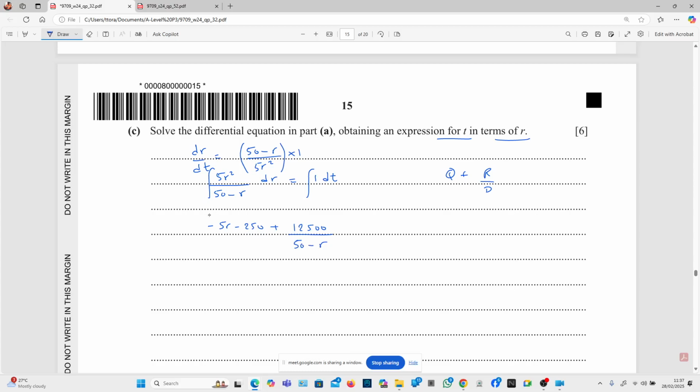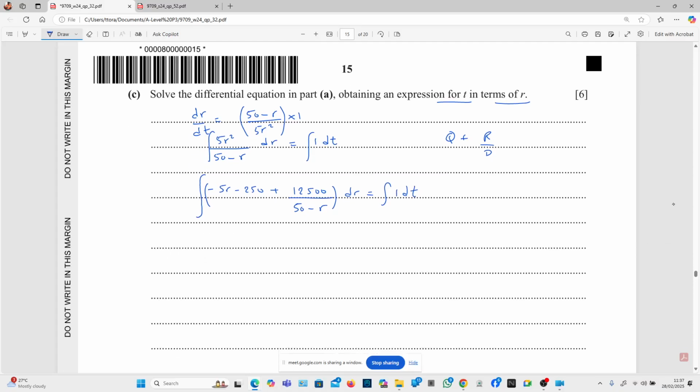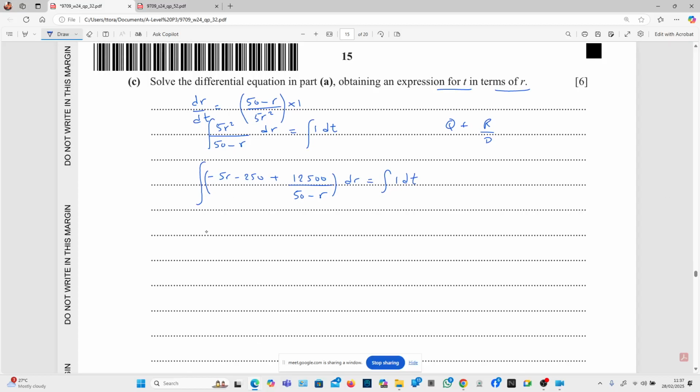Right, so now this is our left-hand side, and we can integrate that with respect to r, dr. On the right, we're basically integrating 1 dt. So let's try and integrate each one of these. 5 minus 5r is going to become minus 5r squared. If you integrate, you add 1 to the power, and then you divide by the power. I'm going to leave it as a fraction, and then minus 250r.